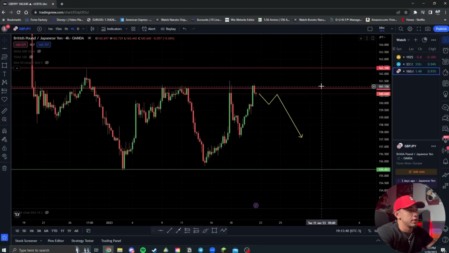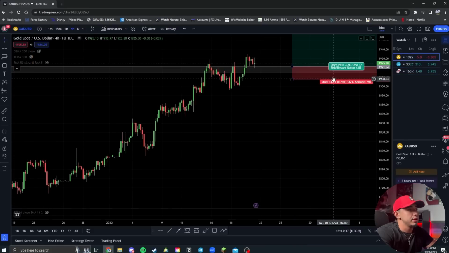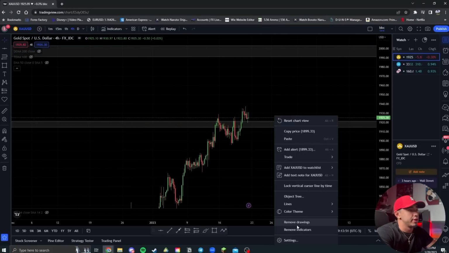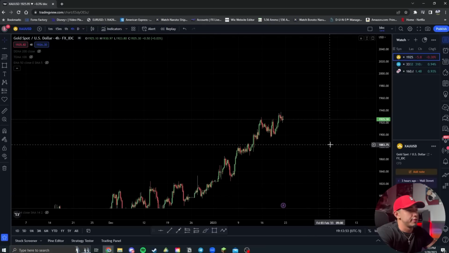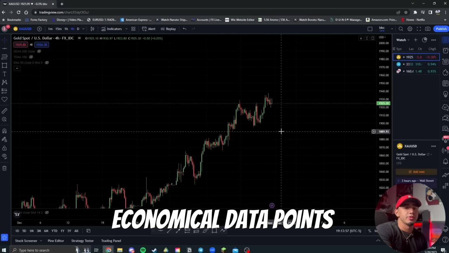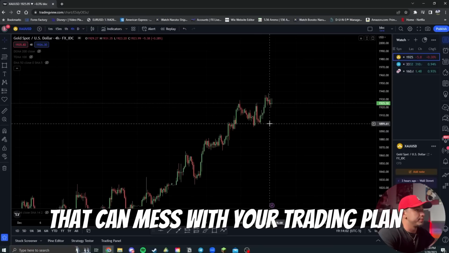Now, let me go on to gold and do the same thing. It usually works with every single pair, but there's times where it just doesn't want to work, just for the fact that every pair moves differently, and it depends on what news events are going on or economic data points that are being released. That can mess with your trading plan as well.